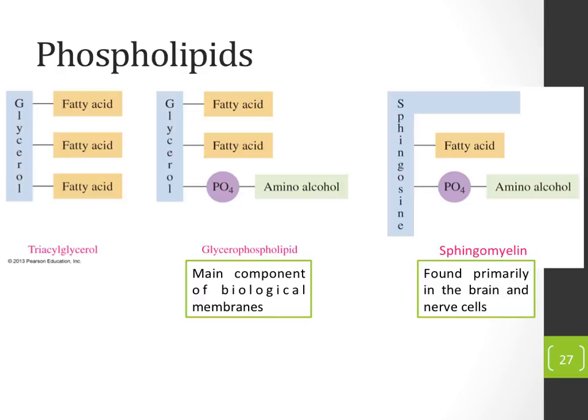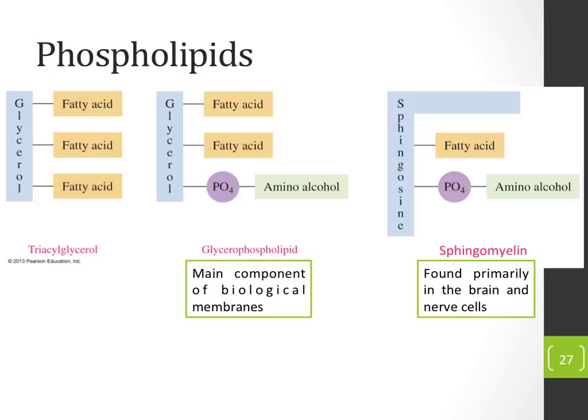Phospholipids are another type of lipid produced from fatty acids. Recall that triacylglycerols were created when a glycerol molecule linked three fatty acids through ester bonds. A phospholipid, by comparison, has a glycerol backbone, but only two fatty acids link with it to form tails. In the third position, instead we have a phosphate group that links to something called an amino alcohol, which we'll discuss in a moment.